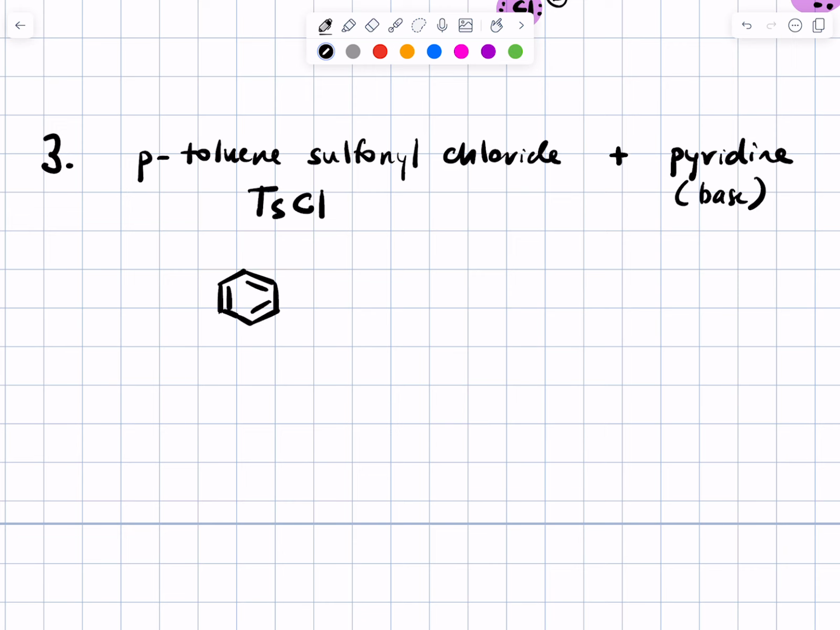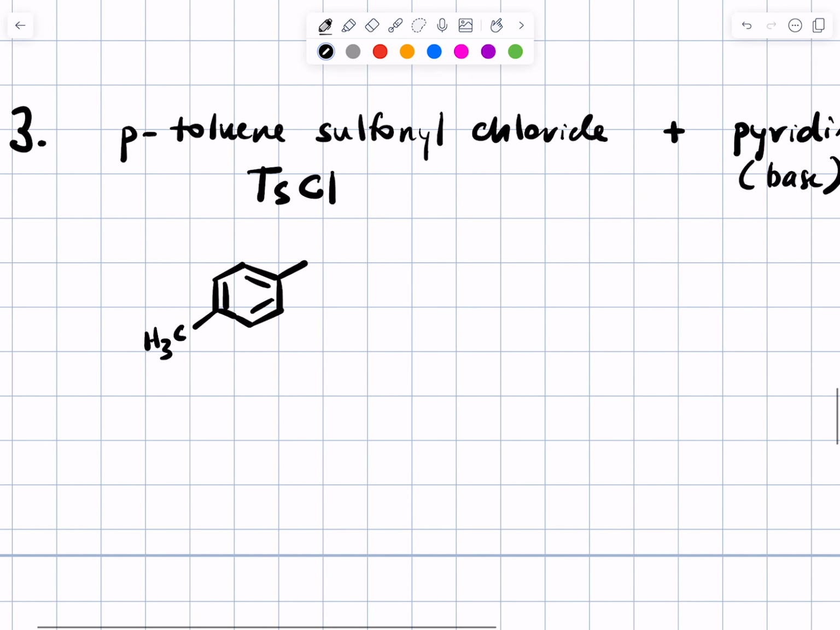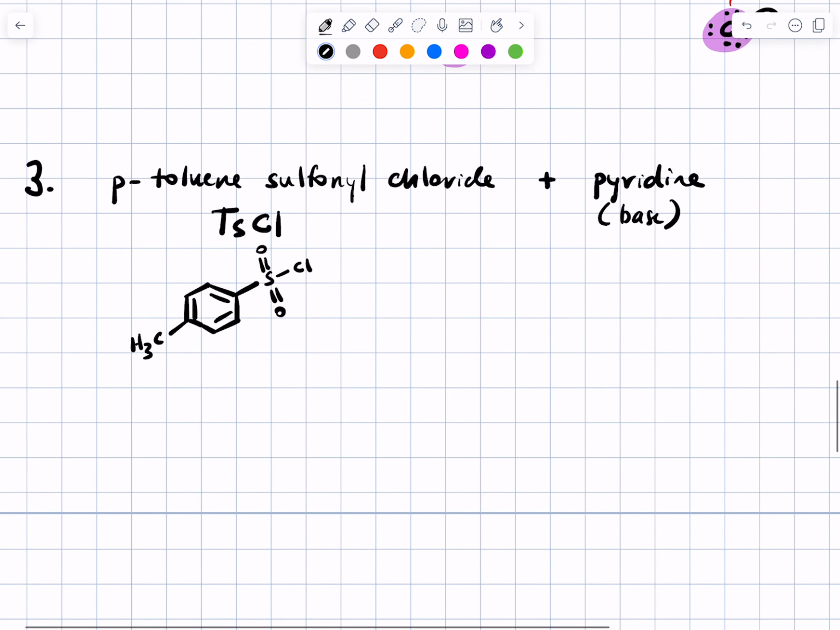Toluene is benzene, but with a methyl group. Para refers to the fact that what I'm going to add next is 1, 2, 3, 4, at the 4 position relative to my methyl group, exactly opposite on the benzene ring. You'll learn more about what para and other words like that mean in 352. The sulfonyl chloride has two oxygens, both doubly bonded to sulfur, and then a chloro leaving group. You can buy this reagent, it's a solid, and store it on the shelf for long periods of time, so it's pretty useful.